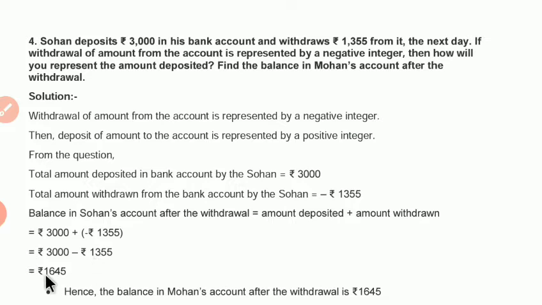So we will get the answer rupees 1645. So hence the balance in Mohan's account after the withdrawal is rupees 1645. So we can see that out of 3000 he has withdrawn rupees 1355, so the left money is rupees 1645.